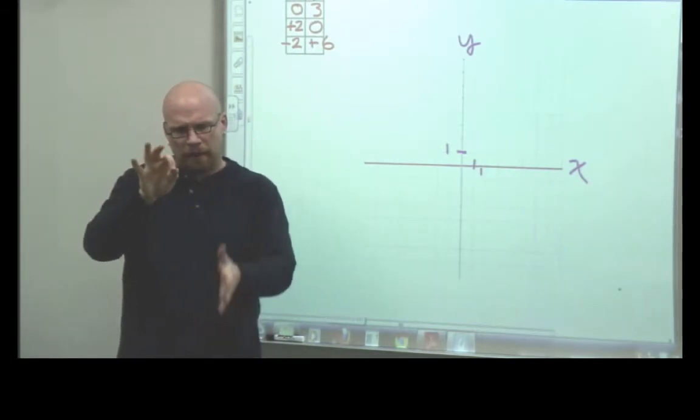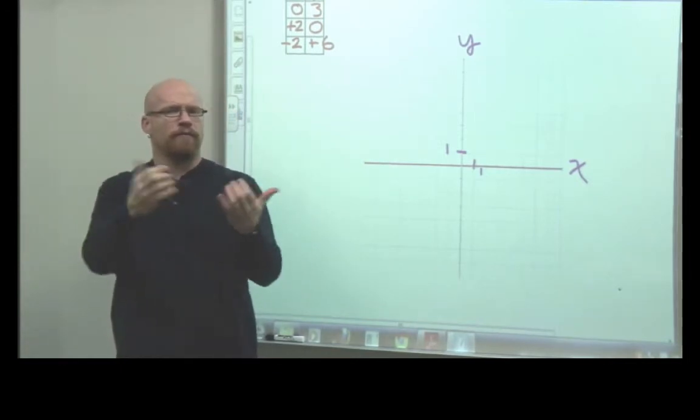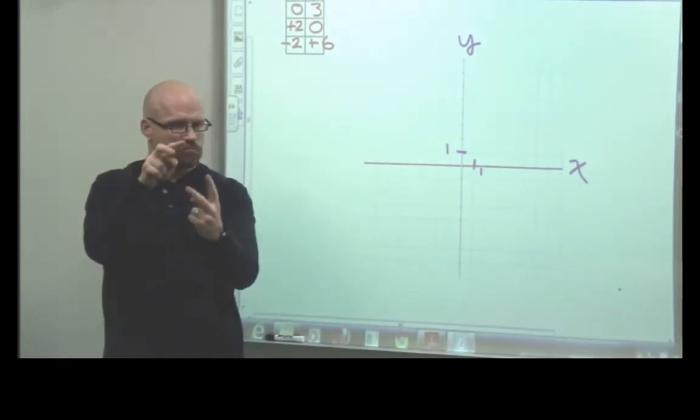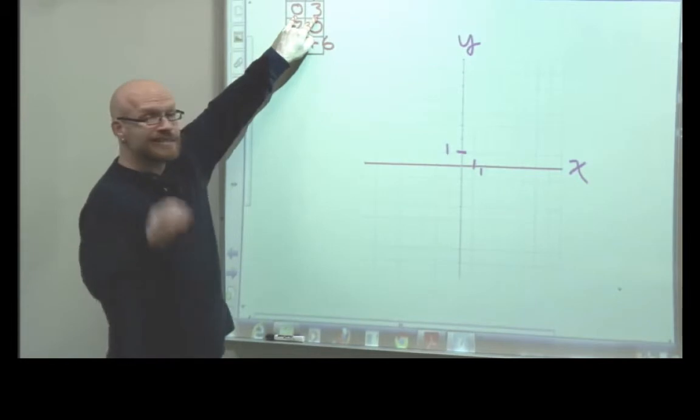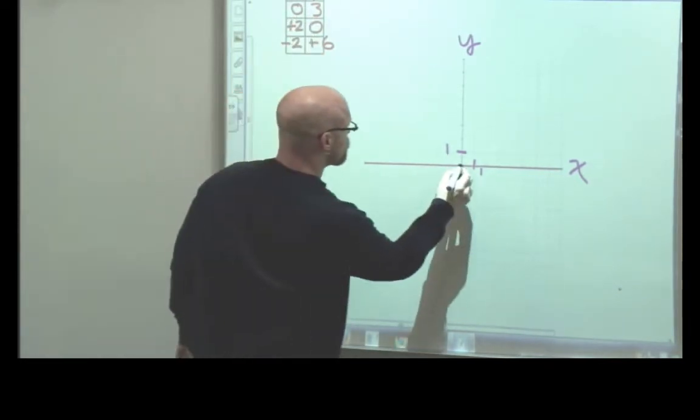Now this is enough. This tells me everything I need to know. I know where my axes are, I know what my scale is, and now I can graph. I'm going to graph my 3 pairs here, starting with 0, 3.